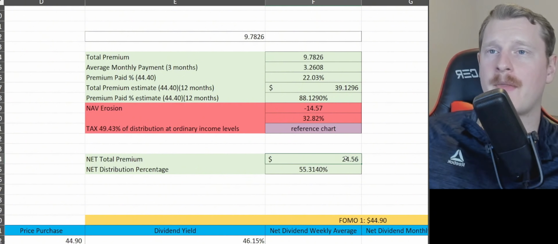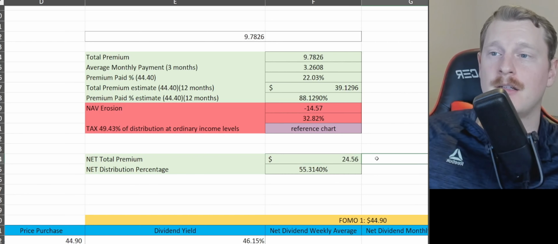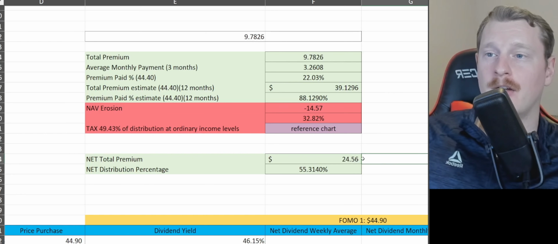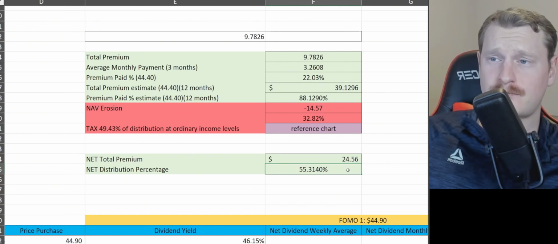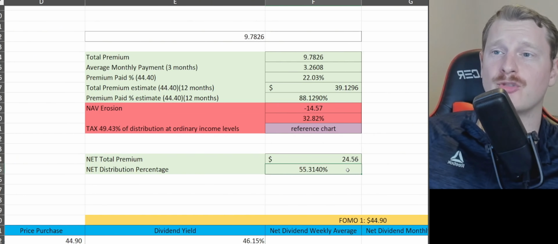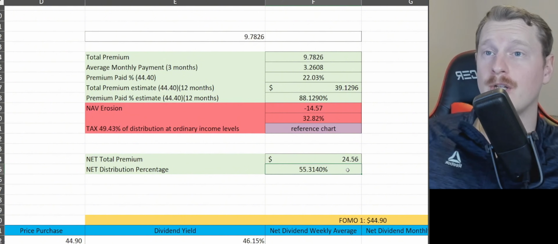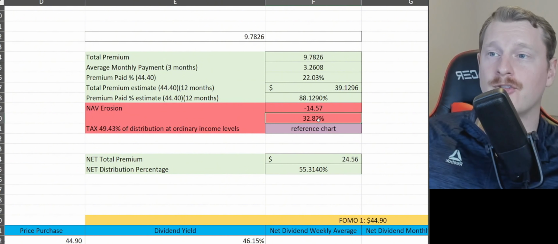Okay. Now let's look at the benefit, right? Even though the share price was down about 32.82%, we are still net $24.56 per MSTY share, right? So that is still pretty good. And then if we look at that as a distribution, that is a 55% distribution, 55.31%. That's still pretty good, regardless of the share price going down.